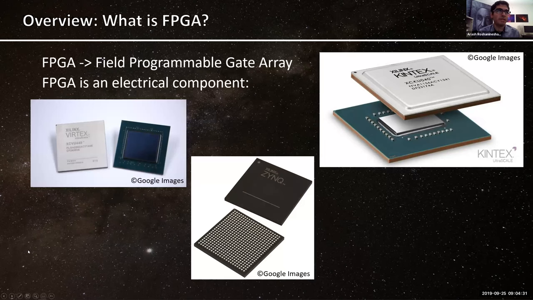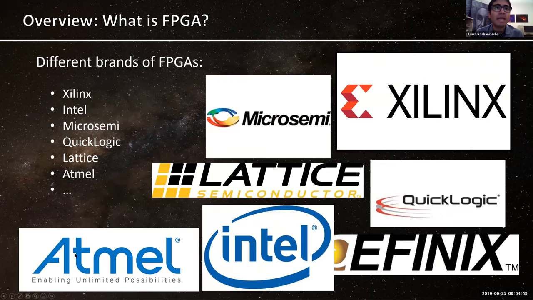So what is an FPGA? FPGA stands for Field Programmable Gate Array, and an FPGA is an electrical component. As you can see in this slide, it's a semiconductor device that is square-shaped and has a lot of pins. Many companies manufacture their own FPGA devices: Xilinx, Microsemi, Lattice, Altera, which is now Intel, and Atmel.